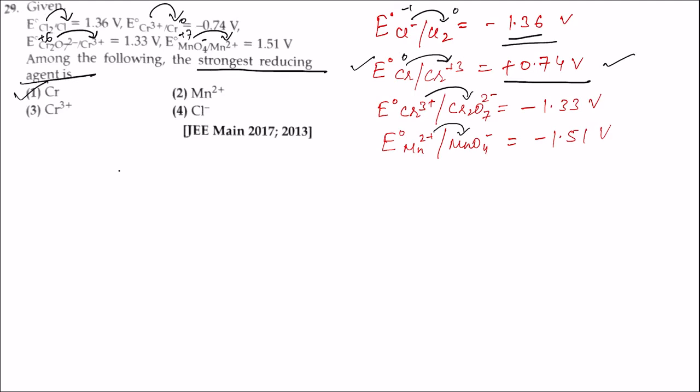Chromium has the highest oxidation potential value, so its tendency to lose electrons and change into chromium ion in the +3 oxidation state is high. And how many electrons is it losing? 3 electrons. Its tendency to lose electrons is high, so it acts as a strong reducing agent, since it has a high tendency to lose electrons and change into chromium ion in the +3 oxidation state.